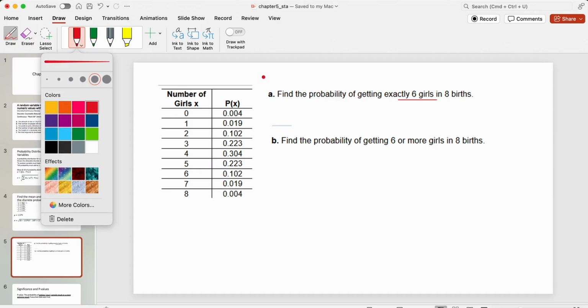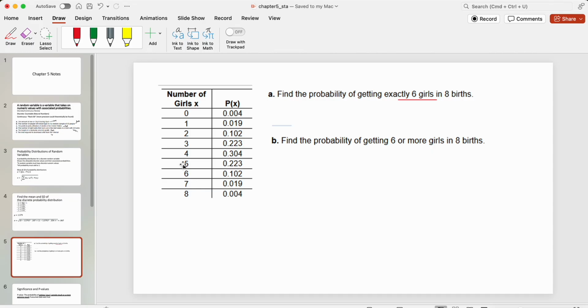So, for instance, this says they want exactly 6 girl births in 8 births, and so, well, what are you going to do? You're going to just literally circle that value, and you're going to get 0.102. And you're done. That's the probability, because it literally is an exact value on the table there. Anywho, so about 10% chance. So we're just reading the table. Exactly 6 means find the item 6 and circle the answer.